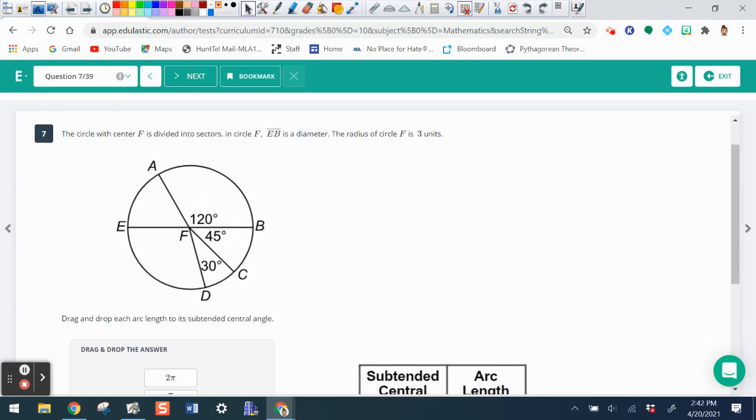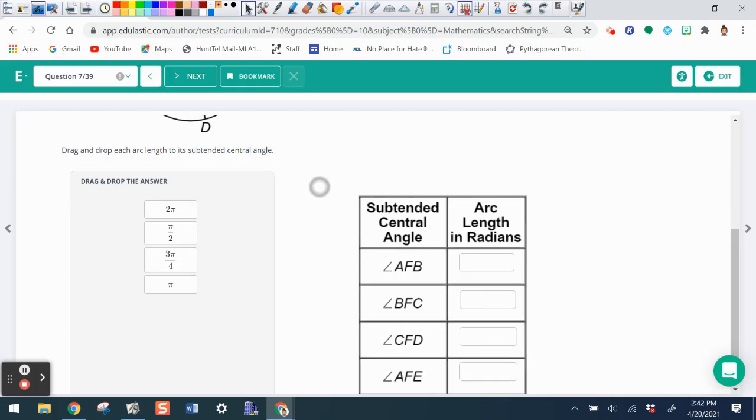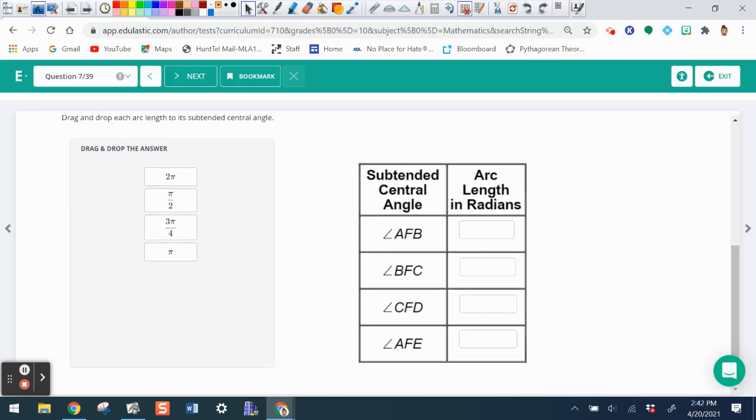Number 7 says the circle with center F is divided into sectors in circle F. In circle F, line segment EB is what's known as a diameter, and the radius of circle F is 3 units. So we're dealing with circles here, and it says to drag and drop each arc length to its subtended central angle. So there is a mathematical connection between a central angle and its arc length.